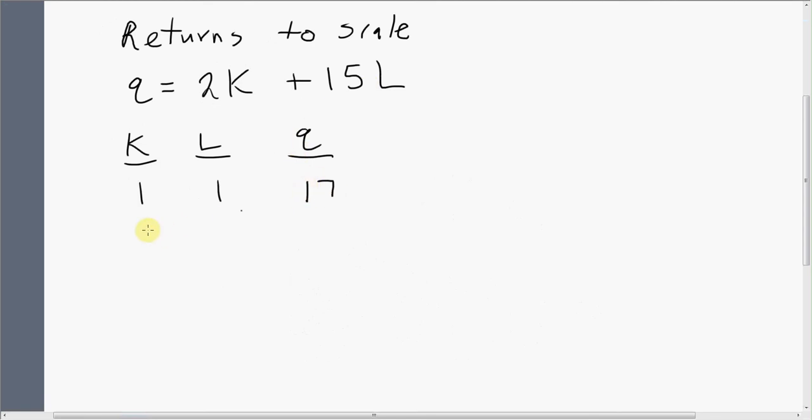What would happen if we doubled all our inputs? Capital goes to 2, labor goes to 2. Plugging these values now into the production function, just write it here, we're going to get 34 units of output. So as we double all the firm's inputs, output exactly doubles. This is constant returns to scale.